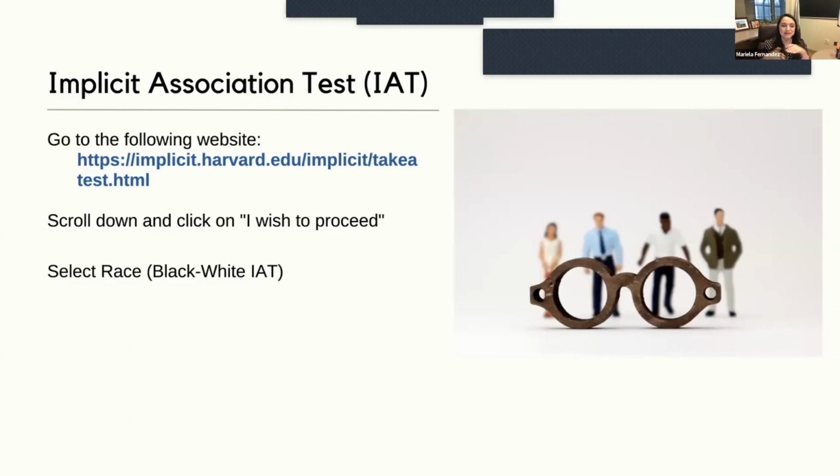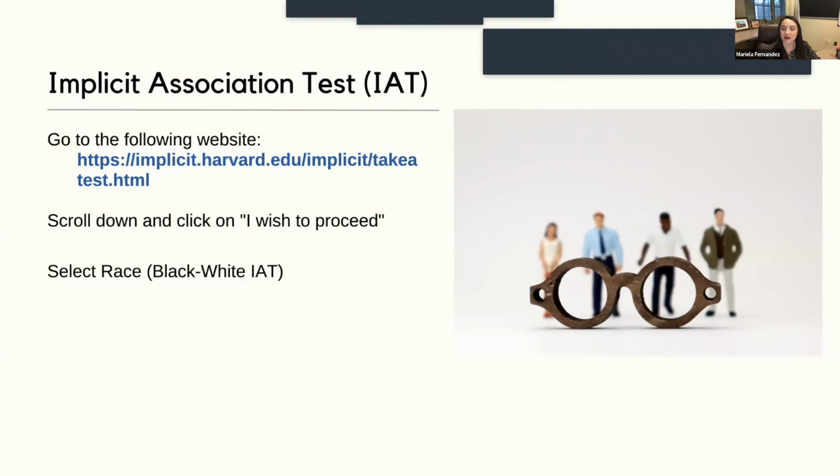For our purposes, we ask that you do the race one, but I know that this doesn't really transcend the US context, so at the end of the day, you can take whichever one you want. We will ask what you got on the race implicit bias test. Just have fun with it. It's a short test.